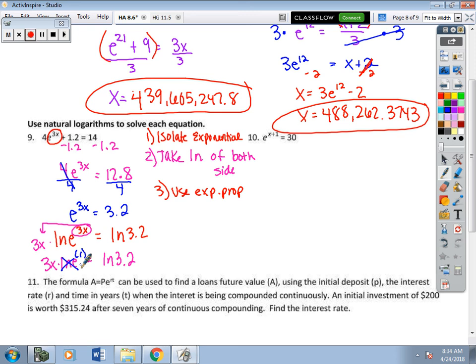Otherwise, when you divide, you're going to have to use parentheses, and some of you will forget, and then you'll get the wrong answer. So it's just easier if you change that out to be 1. And then we'll say simplify. The natural log of e is 1. So now we just have 3x equals the natural log of 3.2. So we just have to divide by 3.